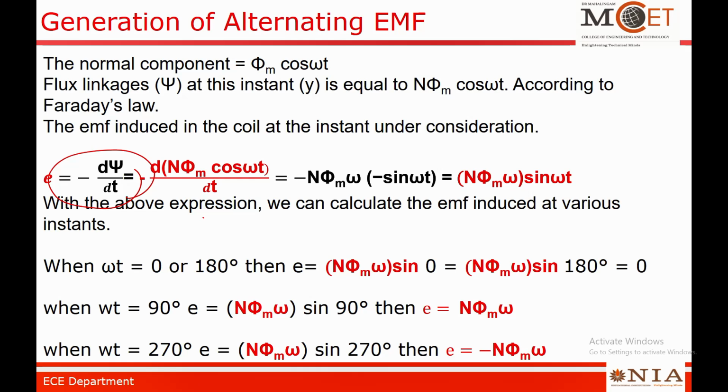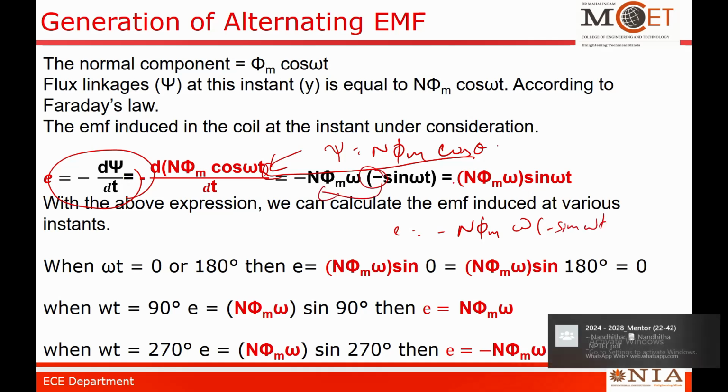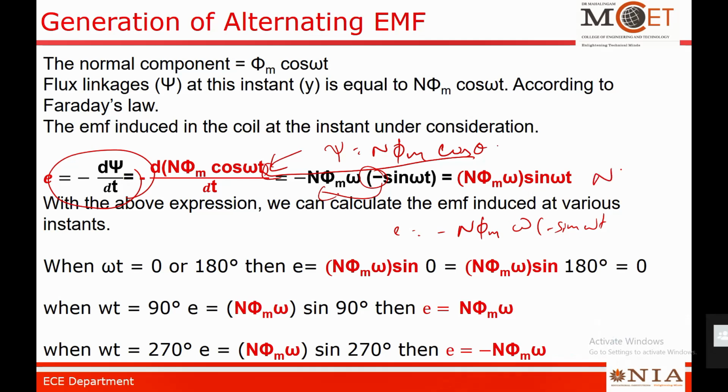Here the flux linkage psi is obtained with respect to that equation, so psi is equal to N psi m cos theta. This theta will be changed over to omega t. Therefore E is equal to minus N psi m omega sin omega t. So this minus and minus will get cancelled, and it gives us the value of N psi m sin omega t.